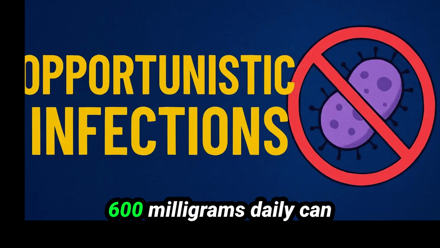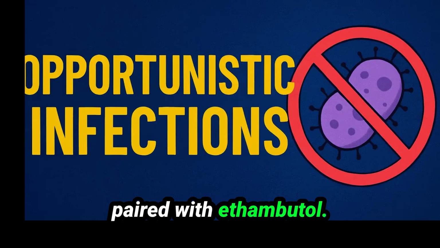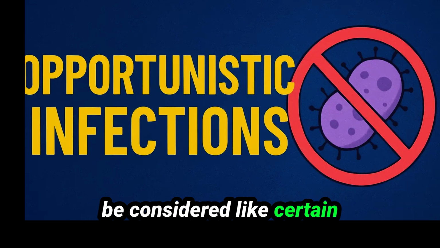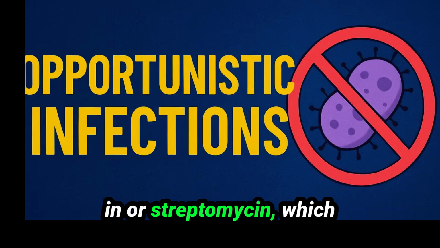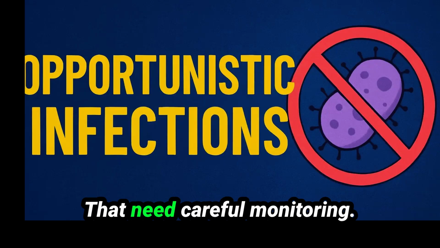Azithromycin, 500 to 600 milligrams daily, can substitute for clarithromycin, paired with ethambutol. In some complex or resistant cases, other drugs might be considered, like certain aminoglycosides, amikacin or streptomycin, which are injectable and have their own toxicities, like kidney and hearing damage, that need careful monitoring.